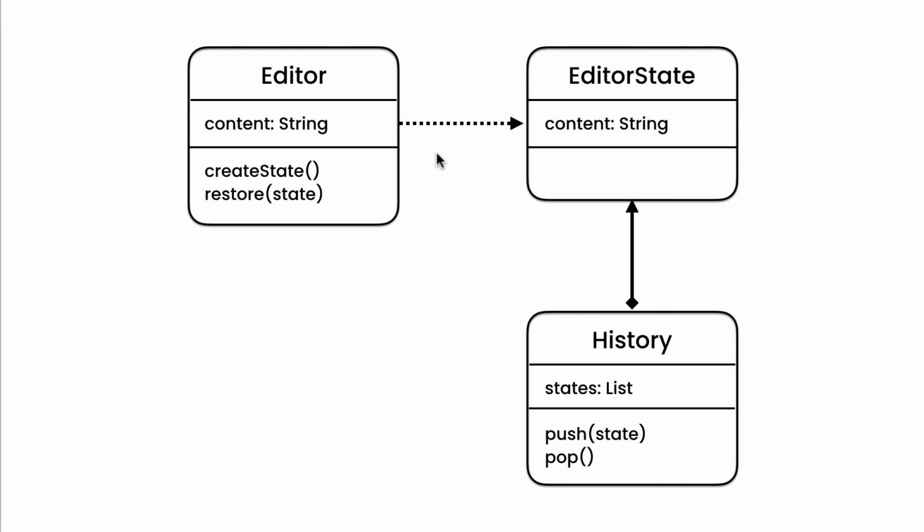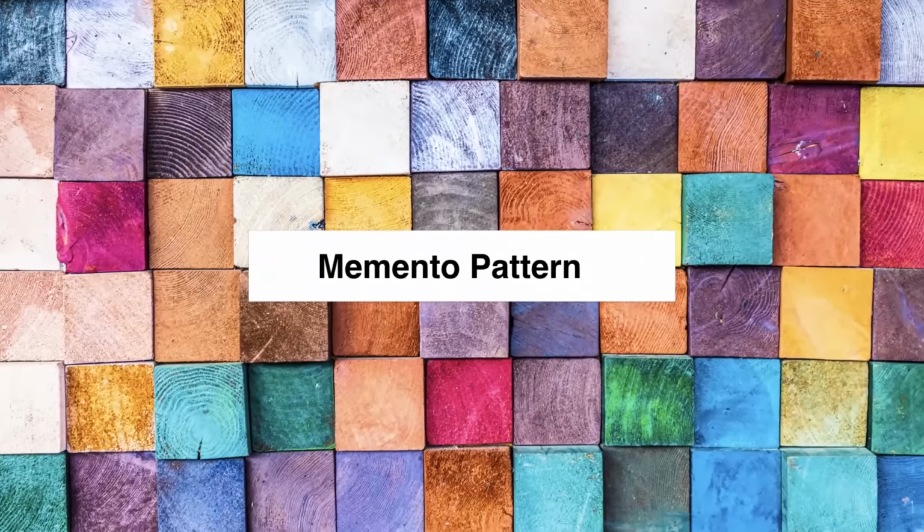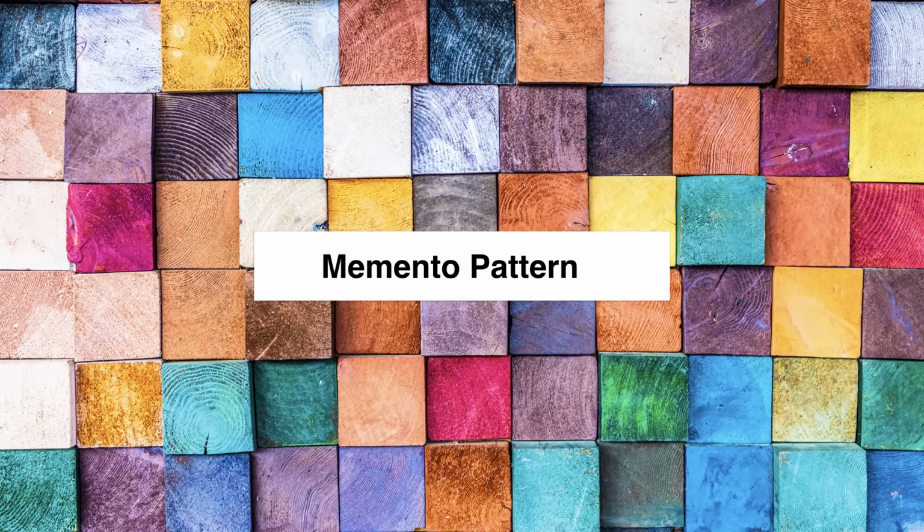Now look at the type of relationship we have between the editor and the editor state classes. We have a dependency relationship. That means the editor class uses the editor state because the create state method returns an editor state object, okay? Well, congratulations! You came up with your first pattern. This is called the Memento Pattern. We use the Memento Pattern to implement undo mechanisms in our classes.